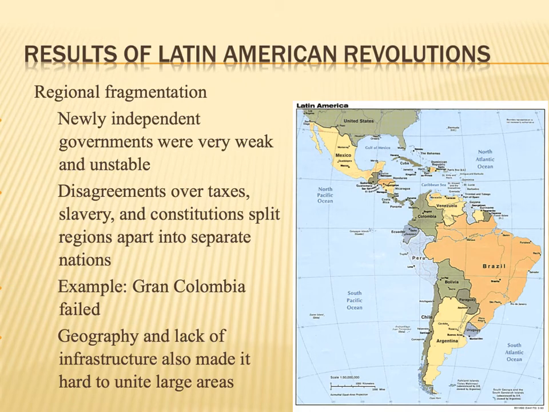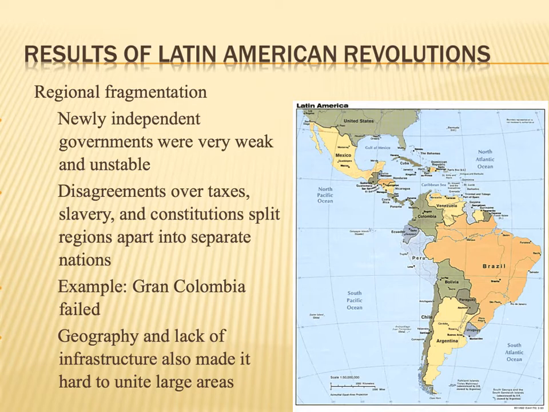So the last thing we're going to talk about is what happened after these revolutions. The revolutions were successful in that they gained independence from Spain and Portugal, but Latin America still faced issues that continue, I would say, to impact it today. So we're going to talk about what those issues are.